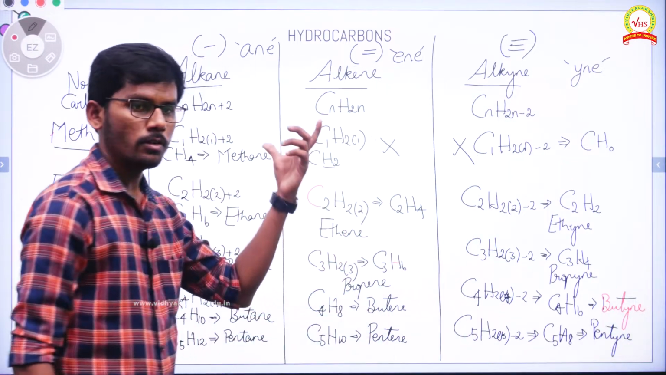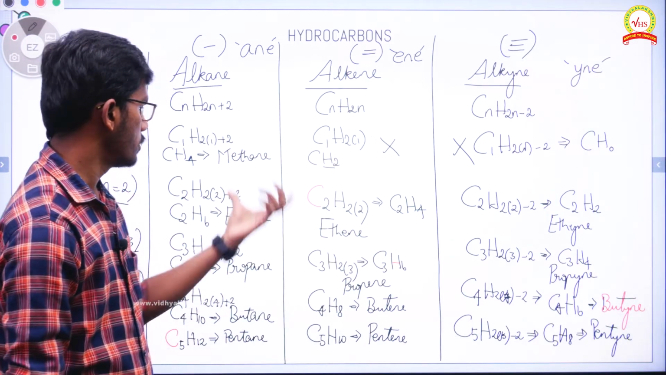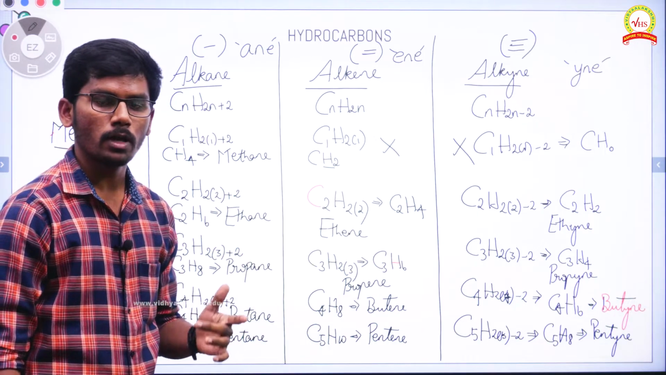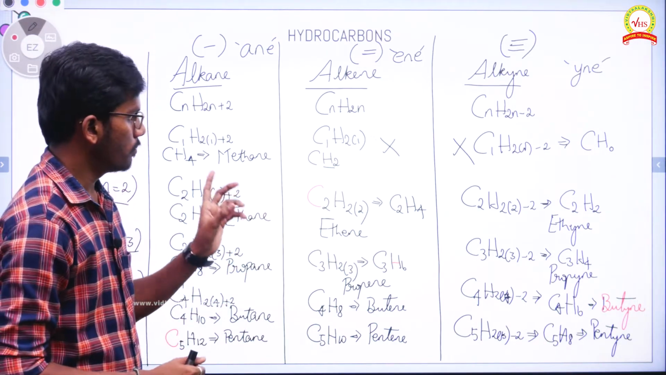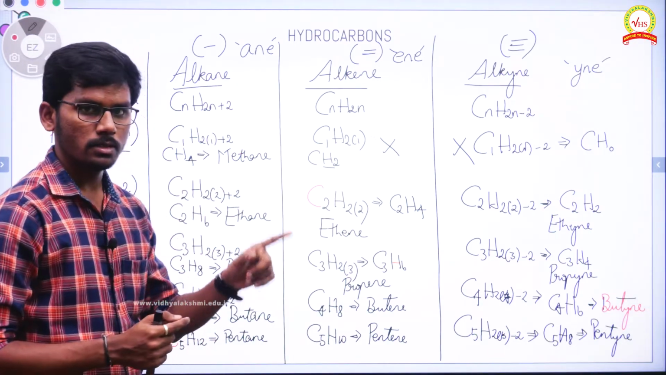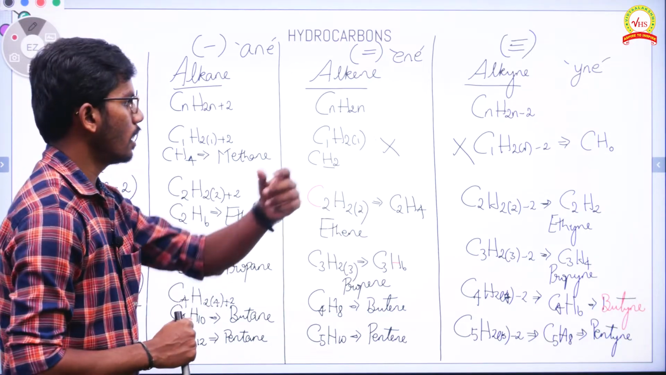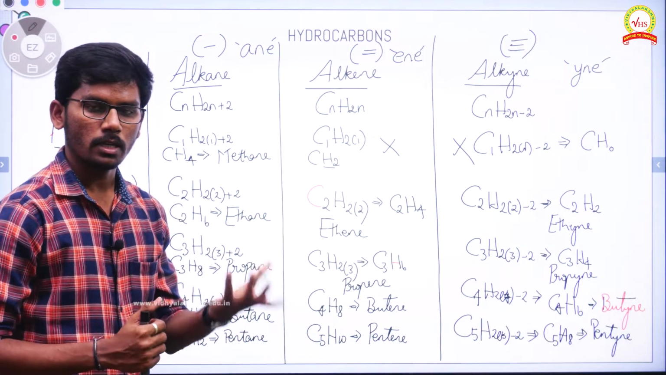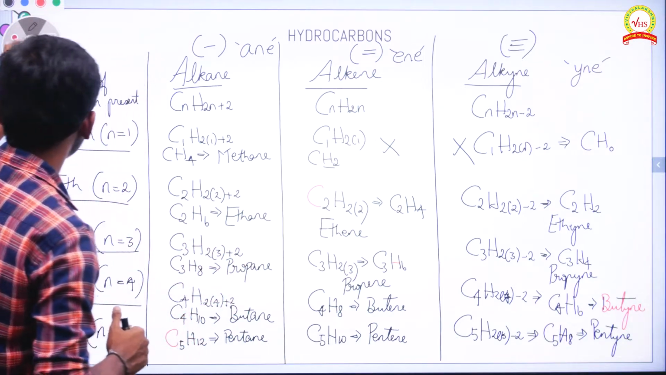So that's it, I've done it for the first 5 prefix words: meth, eth, prop, but and pent. So the remaining things we are going to see in the next slide. Before that, you people have to be very thorough with the formula for each series, the prefix words with the respective number of carbon atoms present, as well as the prefix word and the suffix word to be given to the name of that compound. Okay, so let us move to the next slide.